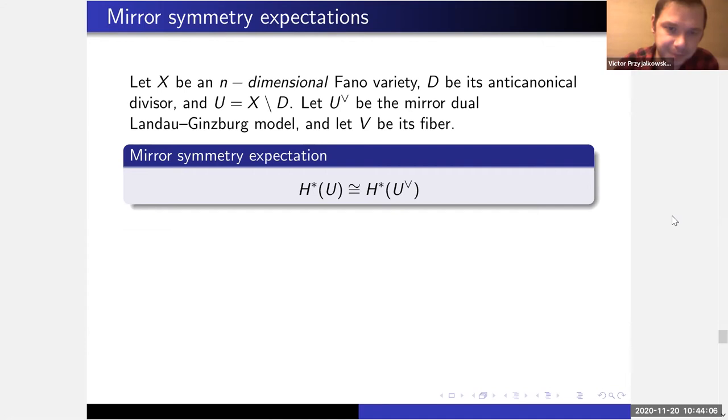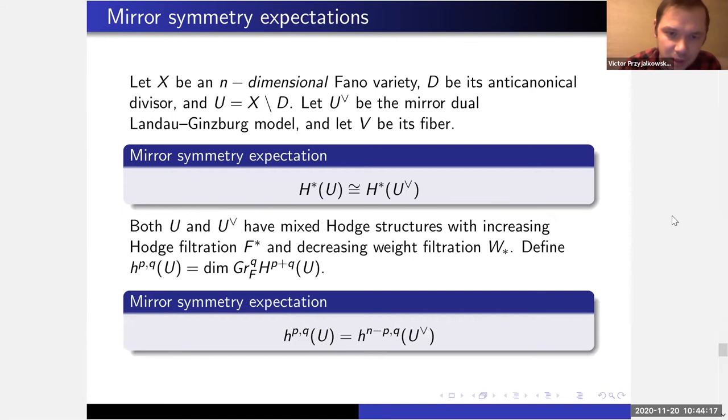We expect that the Hodge cohomologies of them are isomorphic, and even the Hodge numbers, so it's written here. Two open Calabi-Yau varieties have mixed Hodge structure, with Hodge filtration and weight filtration, and we can define, as we did in the very beginning of the talk, Hodge numbers for them. The mirror symmetry expectation, topological mirror symmetry for open Calabi-Yau varieties, says that these Hodge numbers are given by rotation.